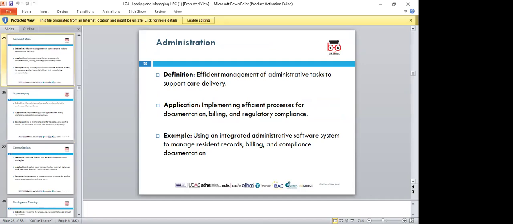Administration: effective management of administrative tasks to support care delivery, through implementing efficient processes for documentation, billing, and regulatory compliance. What would be an example? An example would be using an integrated administrative software system to manage resident records, billing, and compliance documentation.